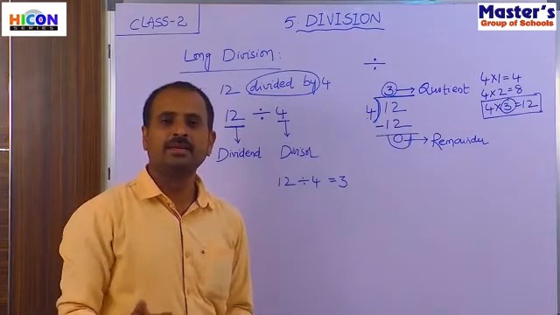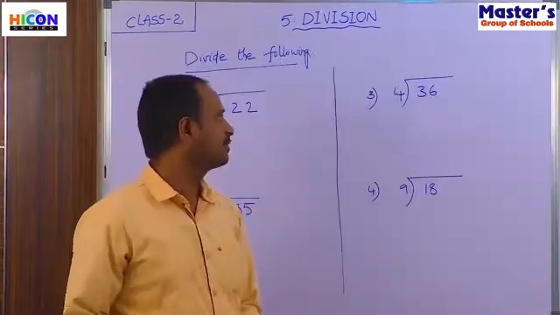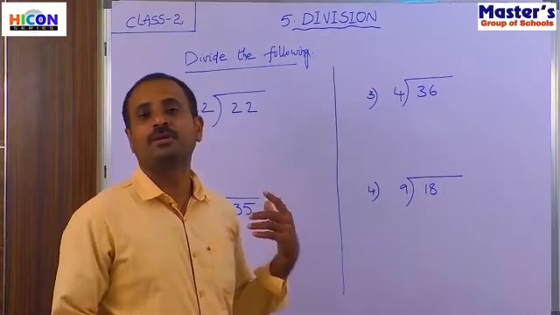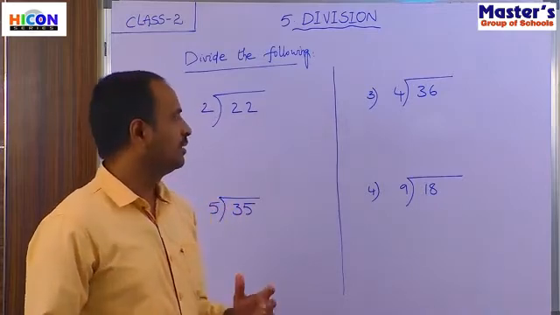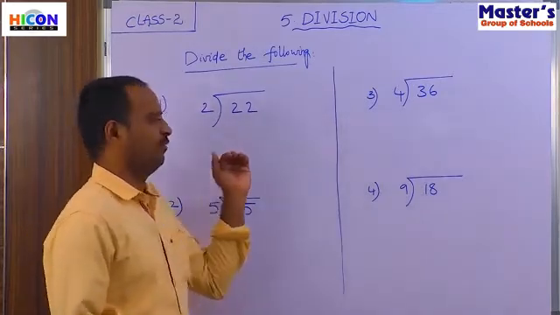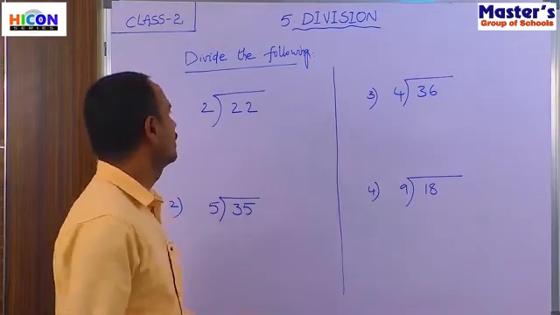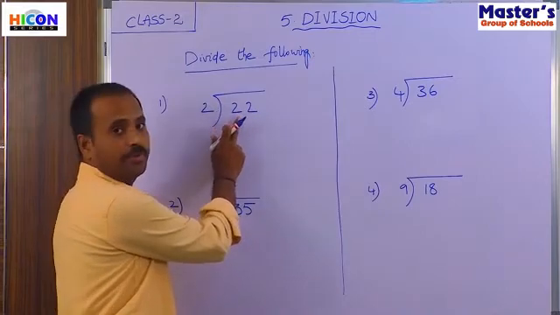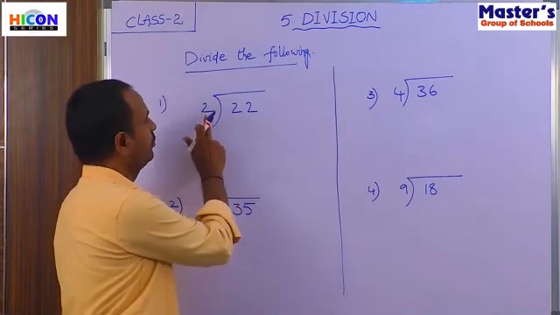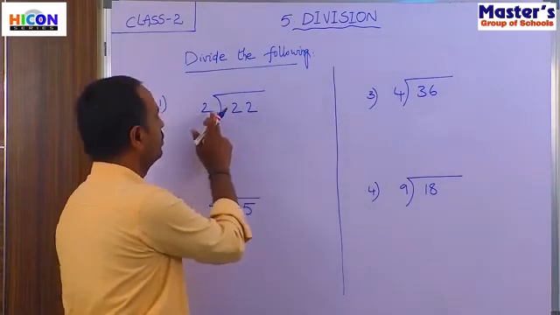So let us see some more problems on the long division method. Children, look at the board. Here are 4 problems on division. Let us see the first problem. Here in the first problem, we have to divide the number 22 by 2.